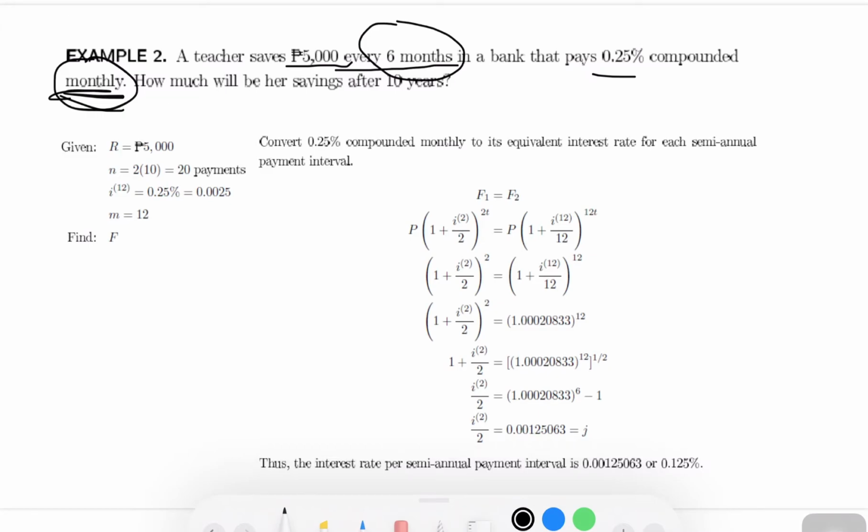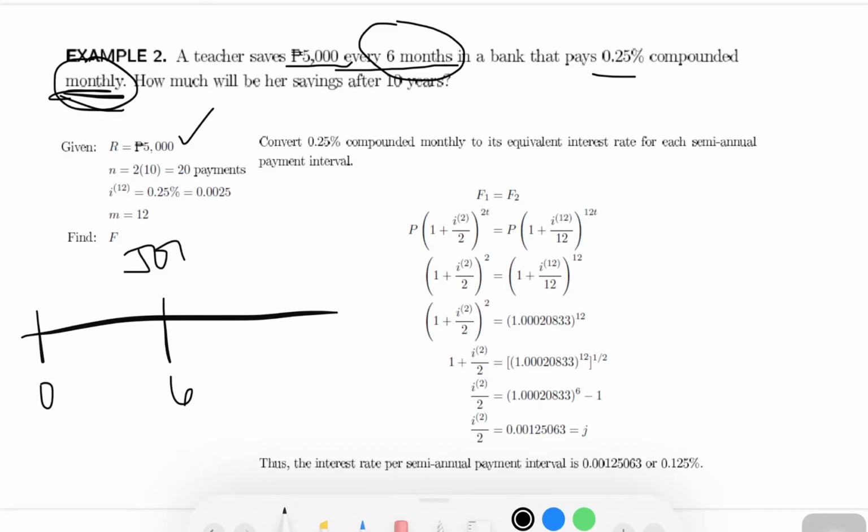Okay? So, given every 6 months, this is starting. So, after 6 months, 5,000. After 6 months, so 12, 5,000, and so on. Okay, that is the illustration of her cash flow. Okay, so that is our regular payment. Our N is, why is it 2 times 10? So for 10 years, why is it 2?